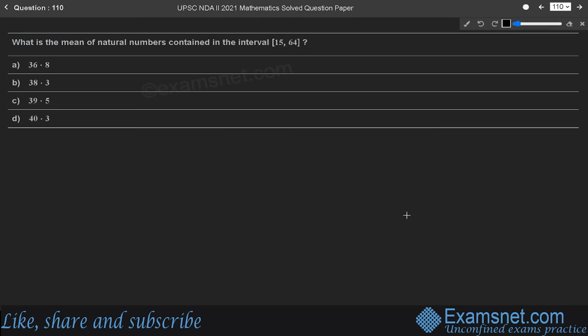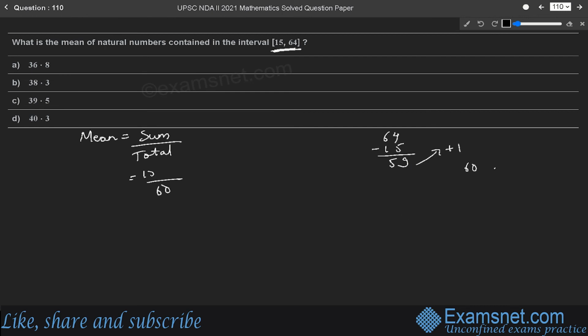Next question is, what is the mean of natural numbers contained in the interval 15 and 64? We have to find the mean. We know that mean is equal to sum of all the values upon total values. So first let us find the total values. The interval is given 15 to 64. So 64 minus 15 will be 59 and we will add 1 to it because 15 is also present. Therefore, total number of numbers will be 60.